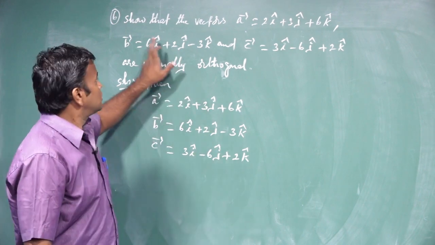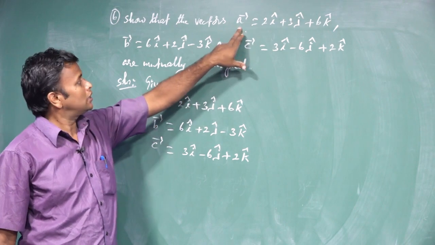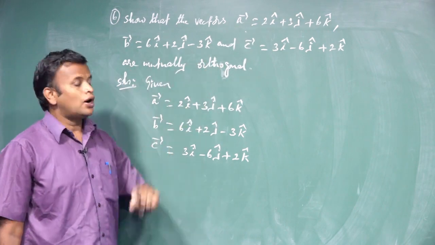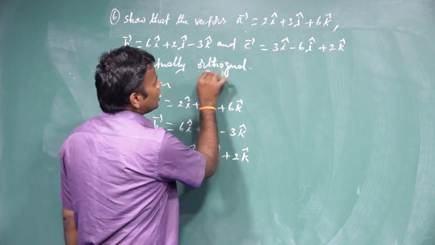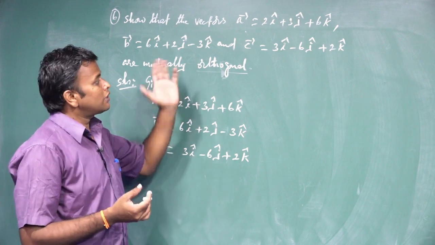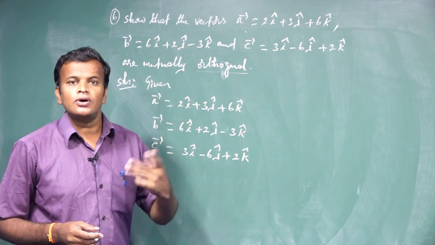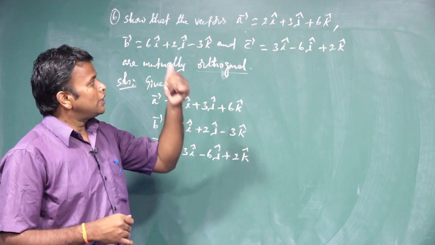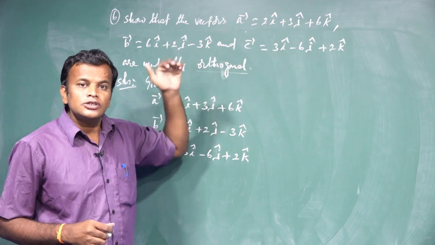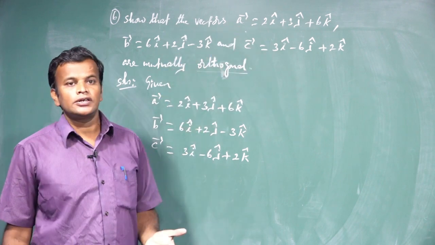The next question is the 6th one. Show that the vectors, there will be 3 vectors, A vector, B vector and C vector, are mutually orthogonal. Another name of orthogonal is perpendicular. So now to prove these 3 vectors are mutually orthogonal, that means one is perpendicular to the other. To prove A is perpendicular to B, B is perpendicular to C, and also the C vector is perpendicular to the A vector.